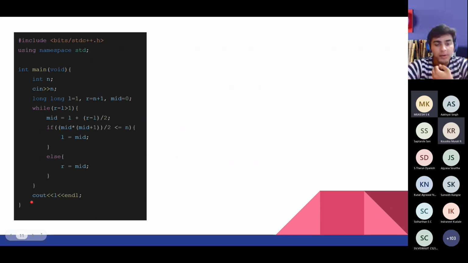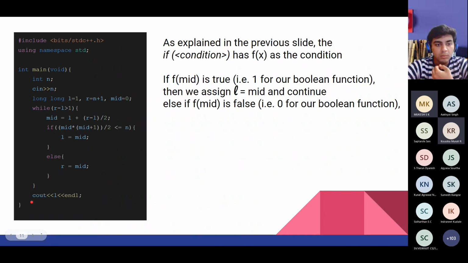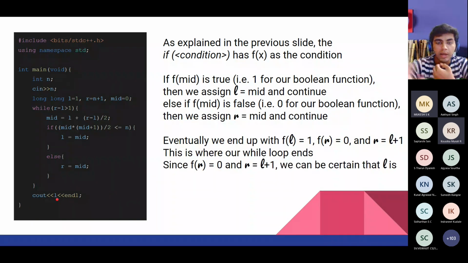And in our final solution will be L, as demonstrated, that L and R should be the adjacent values and we need the maximum possible value for which f of k is true. So like as I have explained verbally, this is what's written. If f of mid is true, then we assign L equal to mid and continue. Else if it is false, then we assign R equal to mid and continue.